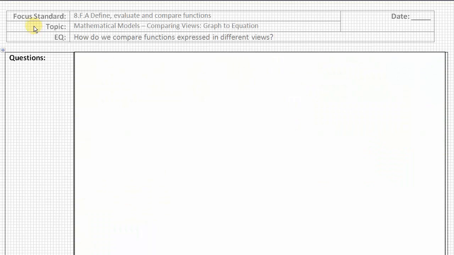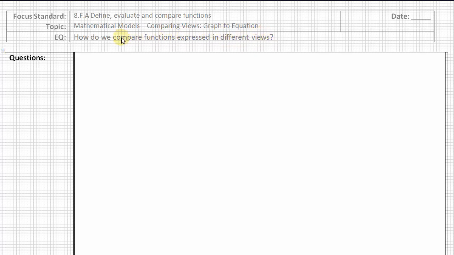For today's lesson, our focus standard continues to be from grade 8, Functions, Standard A: Define, Evaluate, and Compare Functions. Our topic is Mathematical Models, Comparing Views, Graphs to Equations. Our essential question is, how do we compare functions expressed in different views?